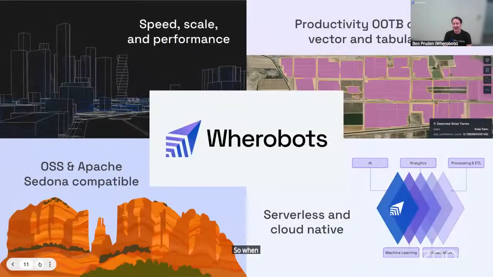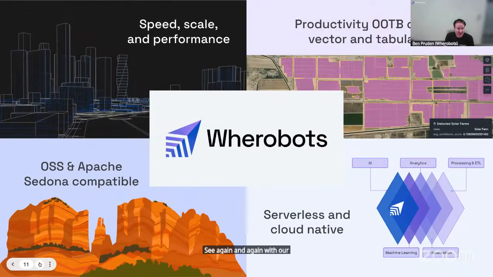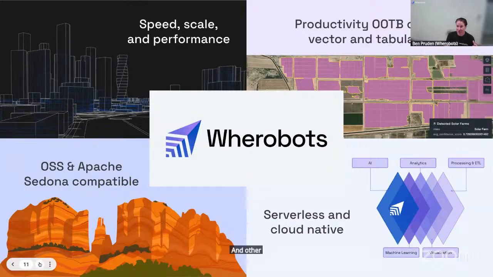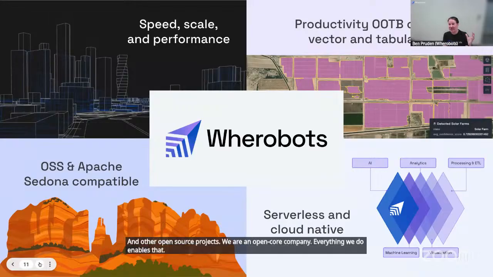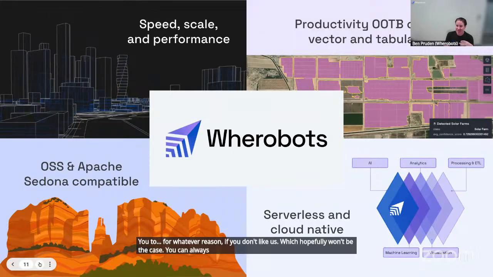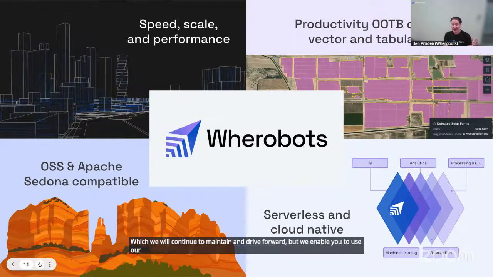So when you're working with Wherobots as a technology, as a team, there's really four core benefits that we see again and again with our customers and with our users. First, everything that we're doing, everything that we have in our cloud service is 100% compatible with our open source and other open source projects. We are an open core company. Everything we do enables you to, for whatever reason, if you don't like us, which hopefully won't be the case, switch back to an open architecture. You can use Sedona, which we will continue to maintain and drive forward. But we enable you to use our systems in a way that is very much compatible with our open source.